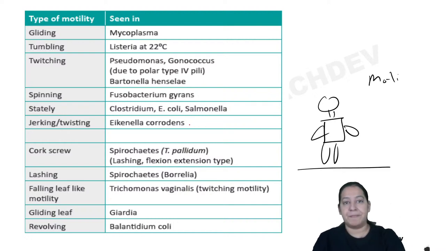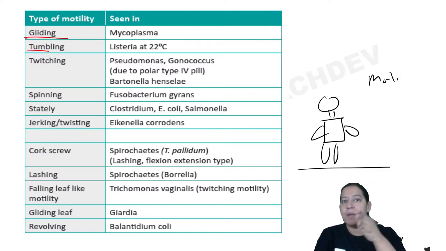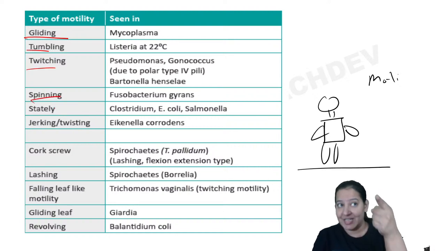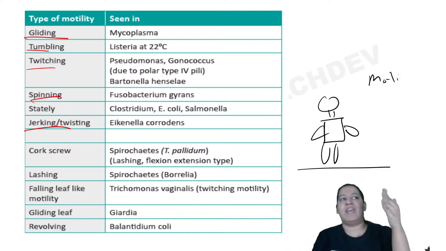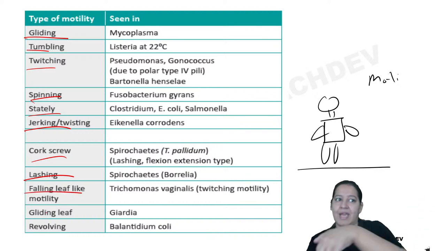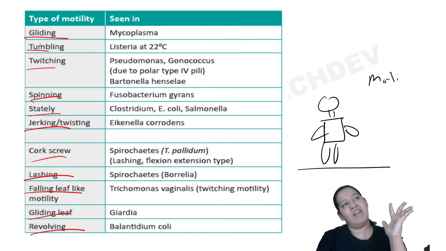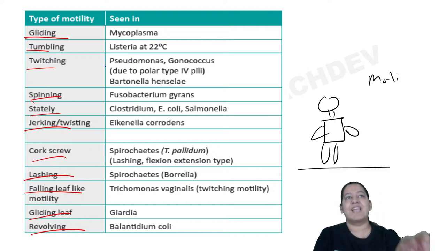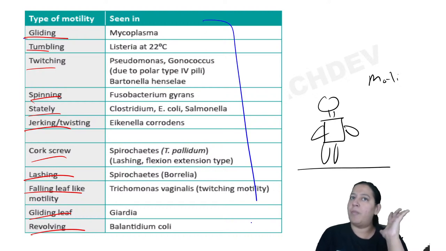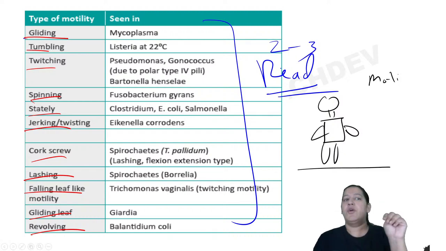Some move from here to there by gliding. Some do tumbling, some do twitching, some do spinning, some are jerking, some are stately, some are corkscrew, lashing, or falling like a leaf, going from here to there like a leaf. Gliding and revolving. These are the various types of motility in various bacteria. I know it is difficult, but read this table two or three times before your exam.